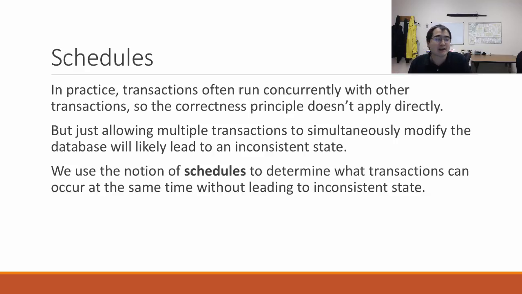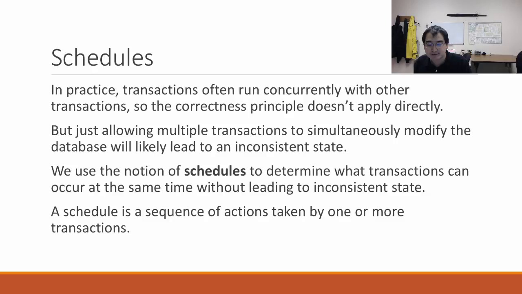For instance, transactions which don't touch the same parts of the database are very likely to not actually lead to problems. Like if I need to add a new teacher to the employees data table, and I need to add a new student to a particular class, unless there's some relationship between the employees and the students, both of those transactions could occur simultaneously without any problems. And so a schedule is the sequence of actions taken by one or more transactions, which seems a pretty appropriate name.